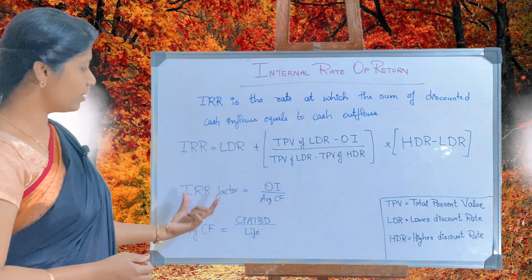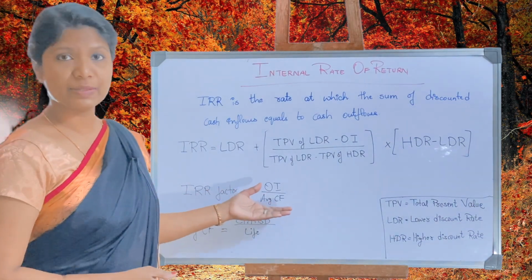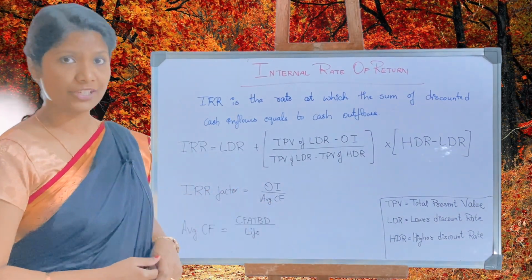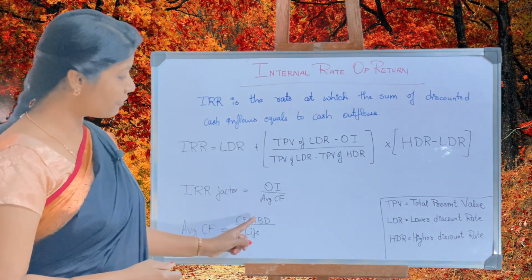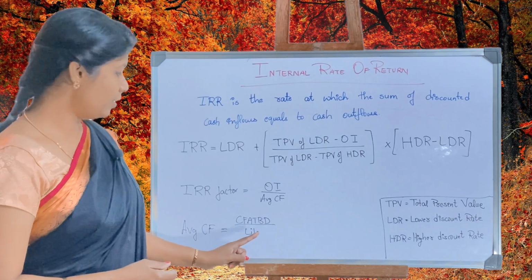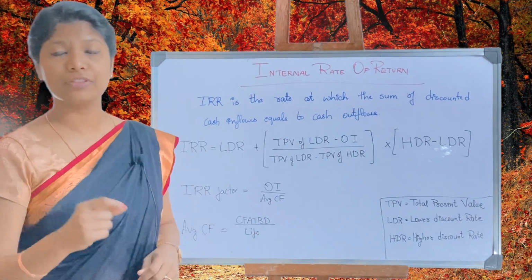Then how do I find out the IRR factor? Original investment divided by the average cash flows. How do I find out the average cash flows? That is the cash flows after tax before depreciation divided by the life of the project or asset.